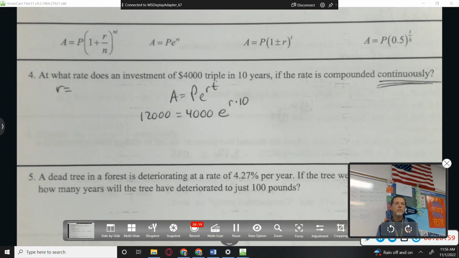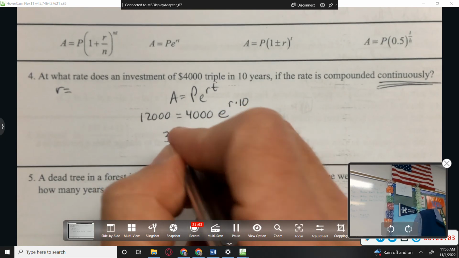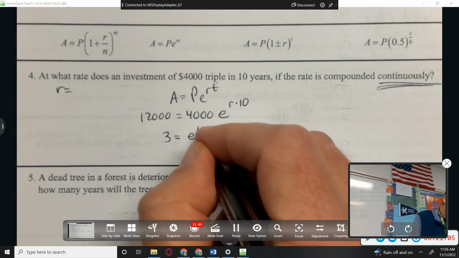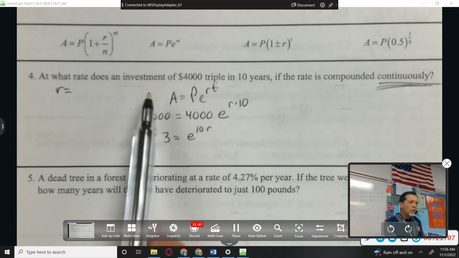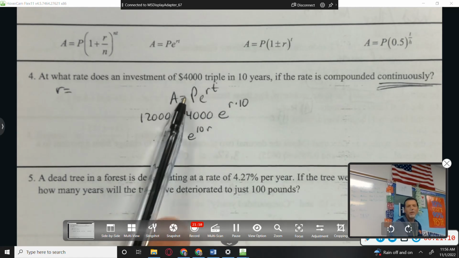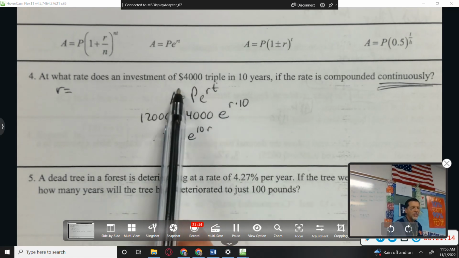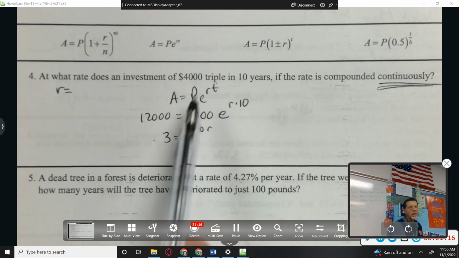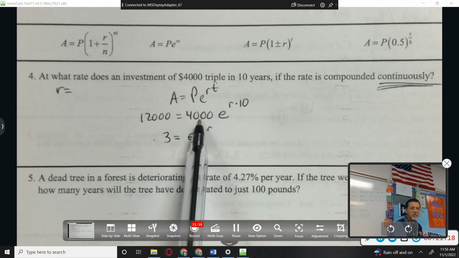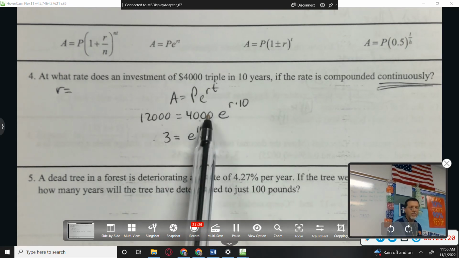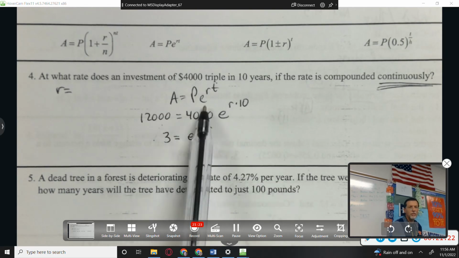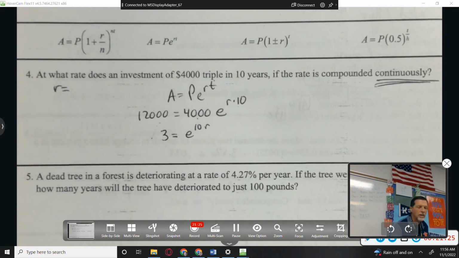What do you want to do first? Divide by 4,000. Which means we really didn't even need to tell you how much it started with. This is the next level stuff here. I could have just said, how long does it take to triple? And it wouldn't matter if you started with $1 and landed at 3, or 4,000 and landed at 12,000. The first step you do would be to get a 3 over there.